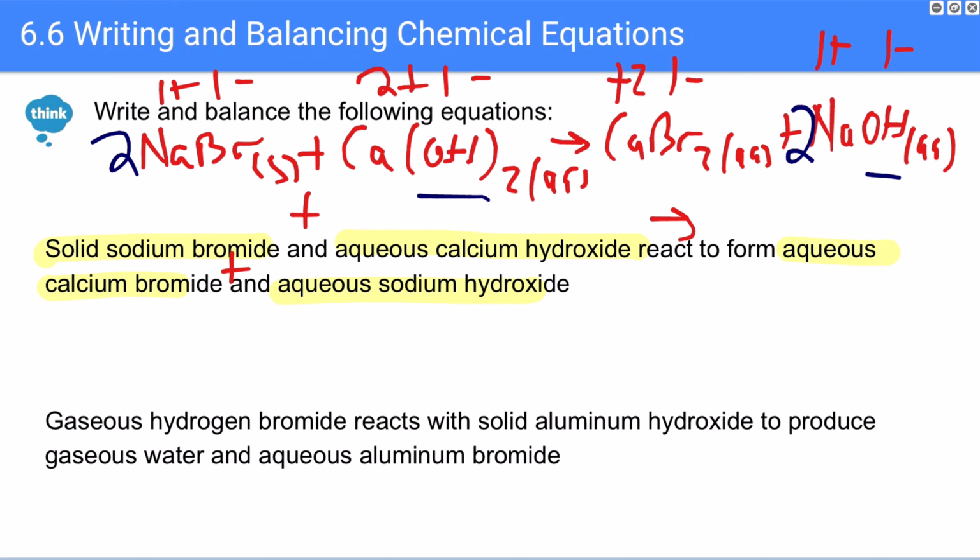Let's do one more. All right, so we're going to highlight it just like we did last time. Gaseous hydrogen bromide reacts with solid aluminum hydroxide to produce gaseous water and aqueous aluminum bromide. So we follow the same steps we did before. Hydrogen bromide, or hydrobromic acid, is HBr. And again, you can check your charges, 1 plus, 1 minus.